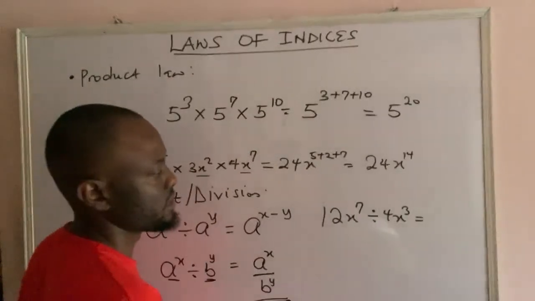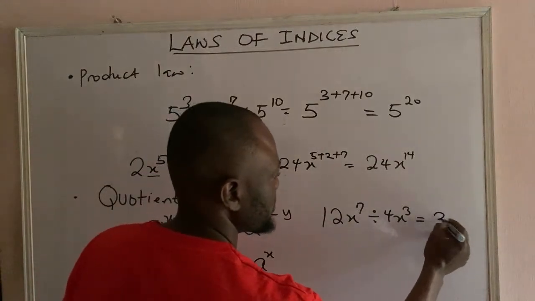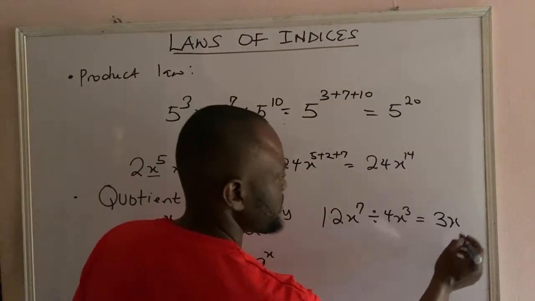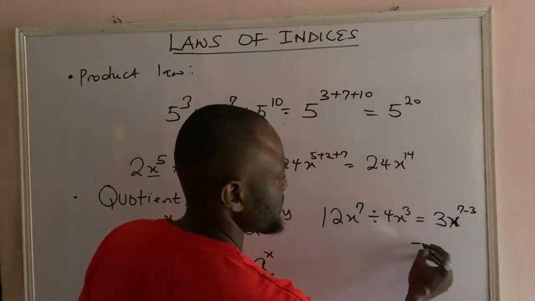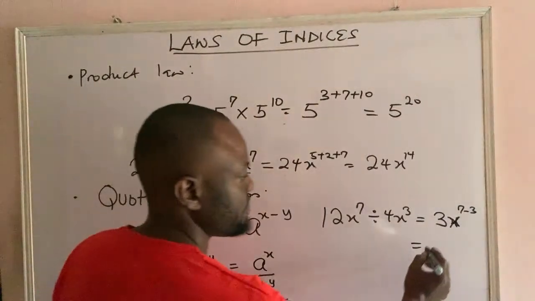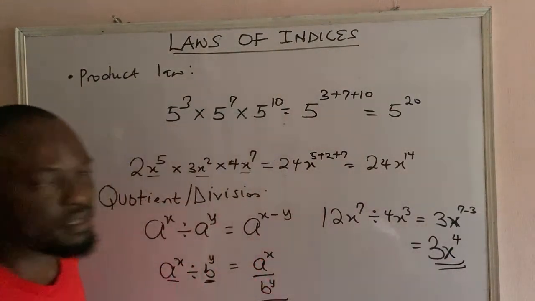That will give you 12 divided by 4 is 3. So I'll take one of the base and then find the difference of their power. So this will give me 3x to the 4. All right?